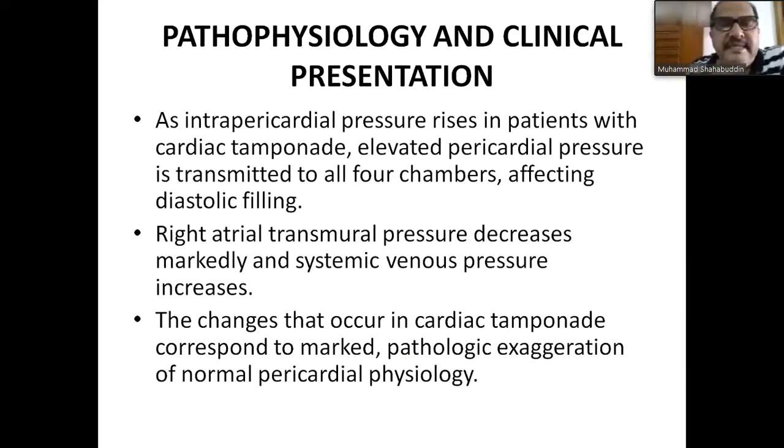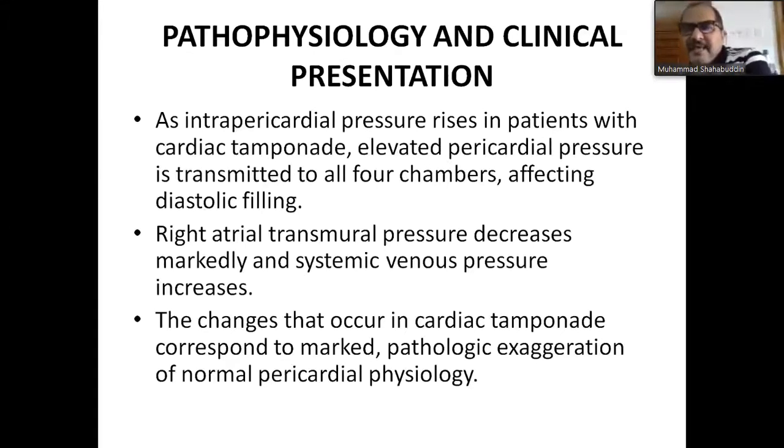Pathophysiology and the clinical presentation. As intrapericardial pressure rises in a patient with cardiac tamponade, the elevated pericardial pressure is transmitted to all four chambers, affecting the diastolic pressures. As we know, the right ventricle and the right atrium are thin-walled structures, so cardiac tamponade will affect the right side of the heart more than the left side. Right atrial transmural pressure decreases markedly and the systemic venous pressure increases. There may be evidence of raised jugular venous pressure and hepatic congestion and other peripheral congestion.